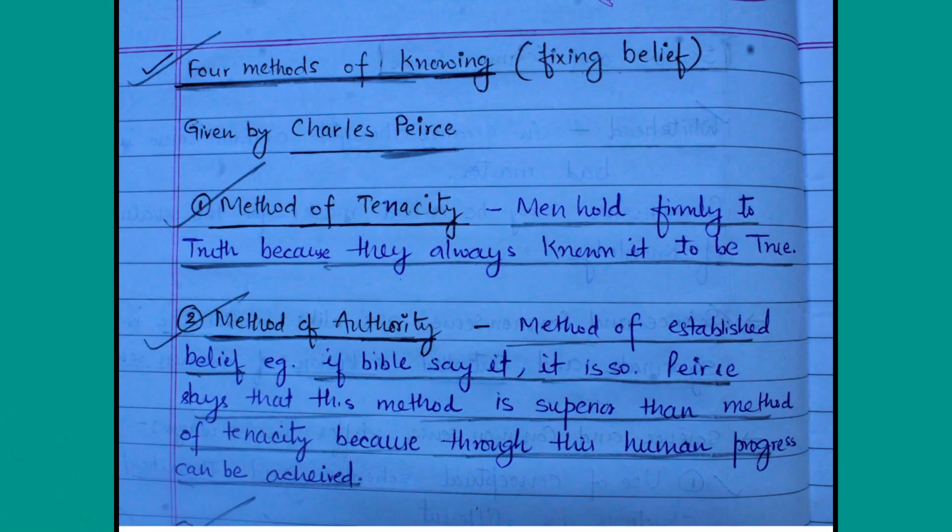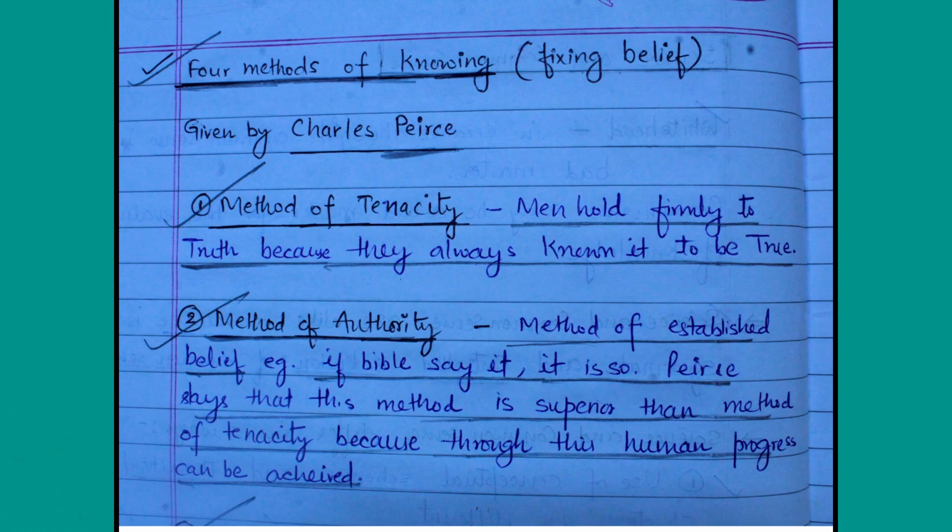Now, four methods of knowing, very important. There are four methods of knowing what has happened, and what the factors are which have caused this effect. These four methods of knowing are also known as fixing belief. So you can find a 5 mark question: four methods of knowing or four methods of fixing belief. These four methods of knowing were given by Charles Peirce. Okay, I have written it, you can note down the spelling, Charles Peirce. So what are those four methods of knowing?